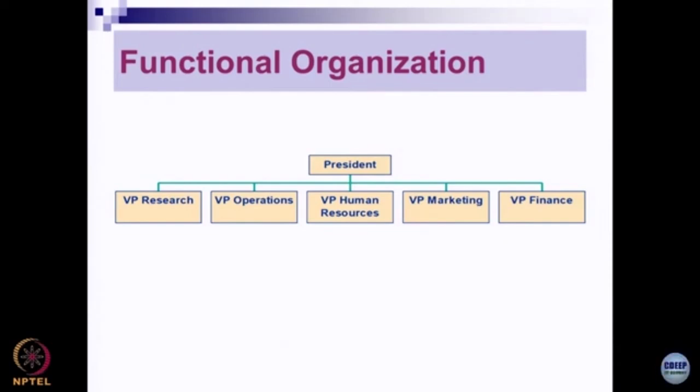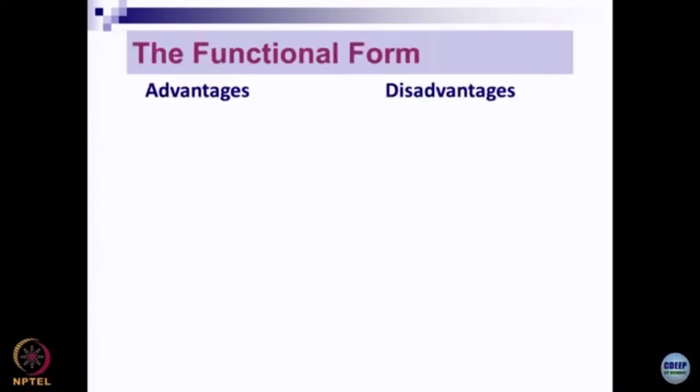This is the pictorial representation of the functional organization, where different functions are held by managers and they all report to one head of the organization. There are certain advantages and disadvantages of having a functional organization. Generally, organizations start with the functional design. When a new business is set up, it is generally established as a functional organization.